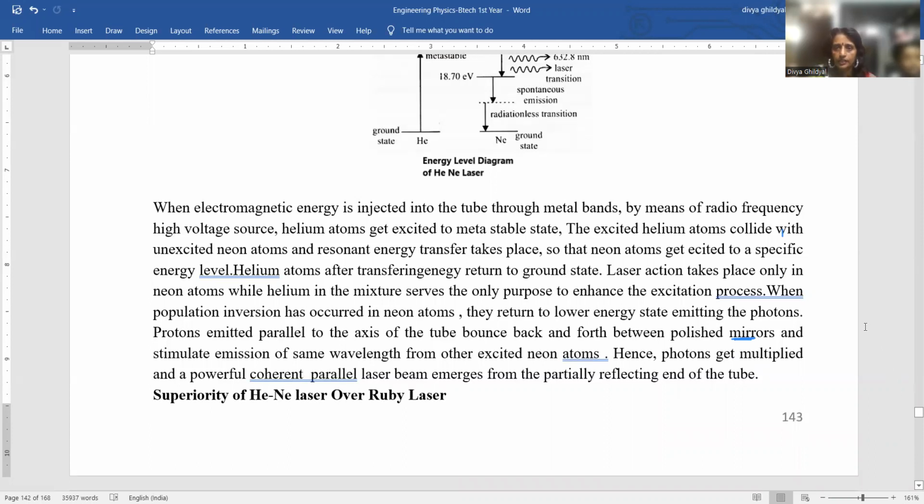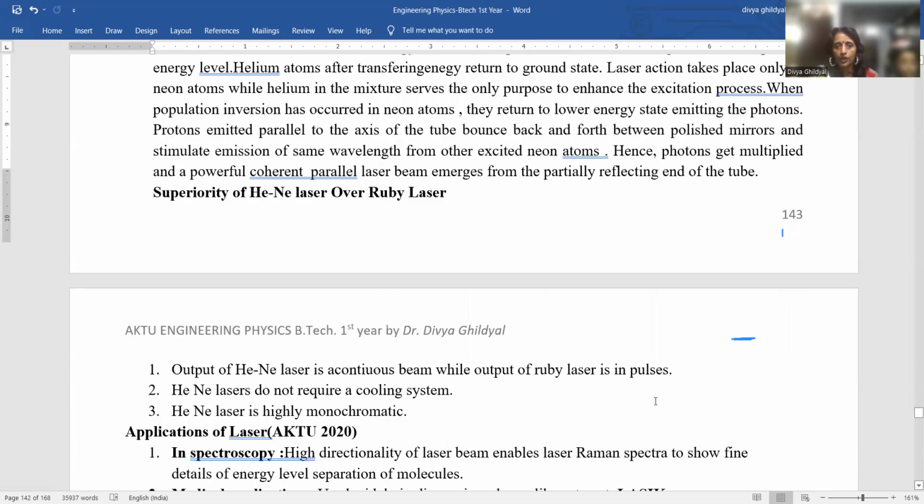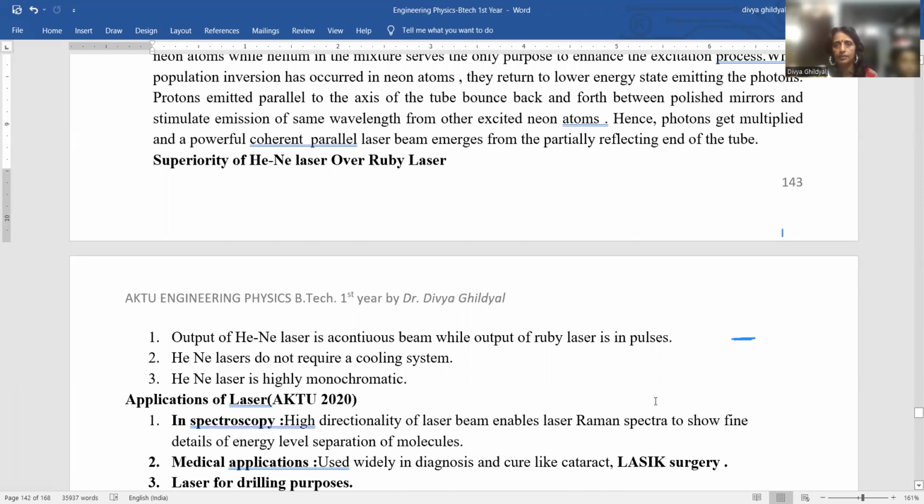Laser action takes place only in neon atoms, while helium in the mixture serves only the purpose of enhancing the excitation process. And when population inversion has occurred, they return to a lower energy state, emitting photons. Photons emitted parallel to the axis of the tube bounce back and forth between the polished mirrors and stimulate emission of the same wavelength from the other excited neon atoms. Hence, photons get multiplied and a powerful, coherent, parallel laser beam emerges from the partially reflecting end of the tube.